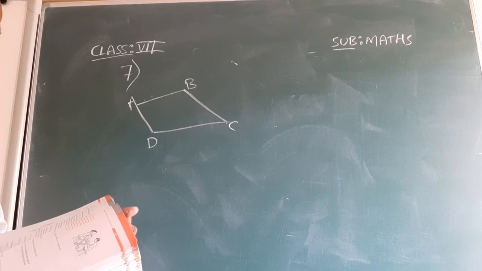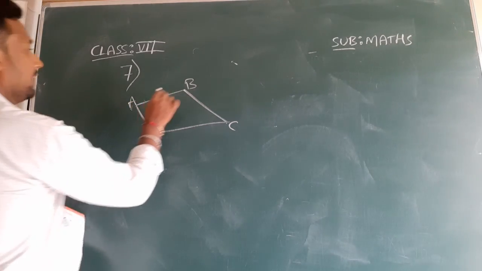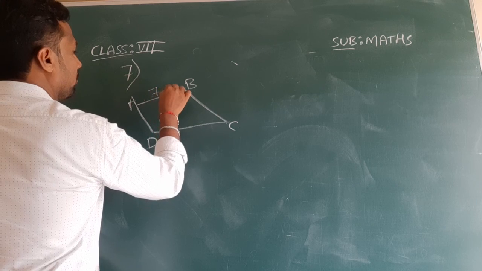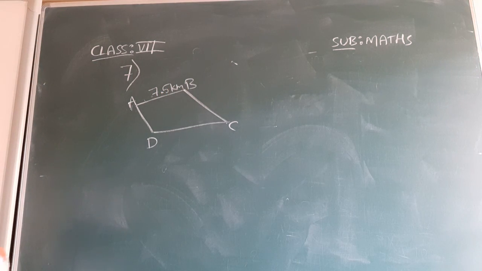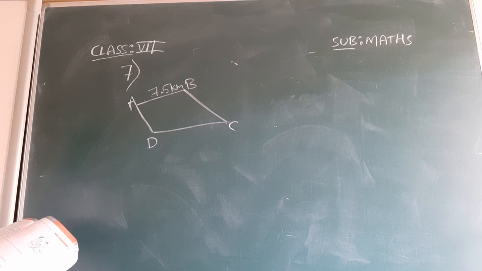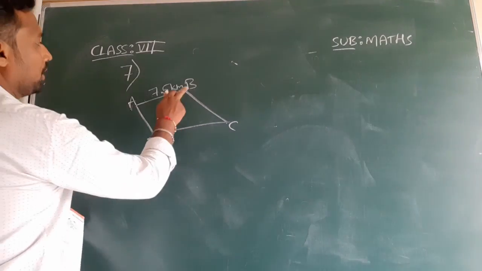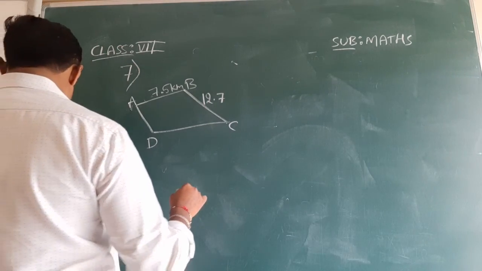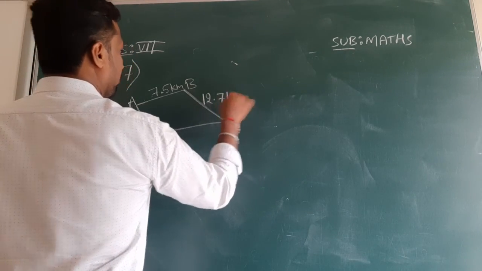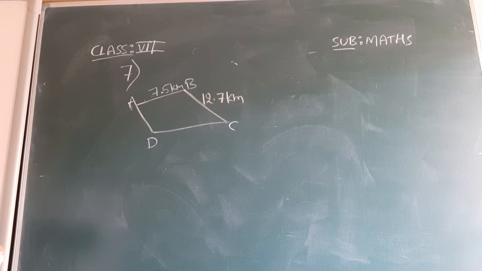A is 7.5 km from B. Here this A is 7.5 km from this point B. Okay. And B is 12.7 km from point C. This B is 12.7 kilometers from this point C.